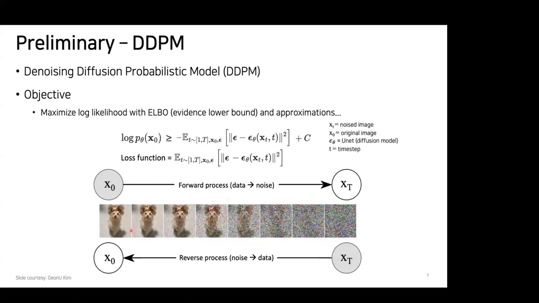So DDPM works like this: starting with the original clean RGB image X0, we add noise step by step in the forward process until it becomes random Gaussian noise. Then in the reverse process, the model learns to denoise the image at each step. When training, the model takes a noisy image at a random step and learns to predict the amount of noise that exists in it. So here the model takes the noisy image at time step t, and it predicts the noise. The loss function is defined like this.